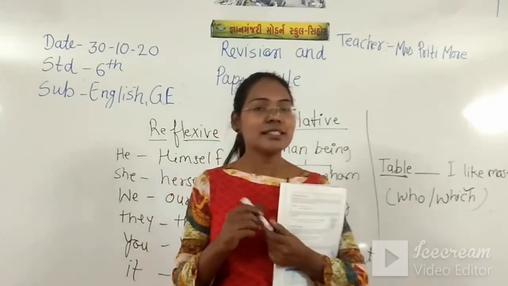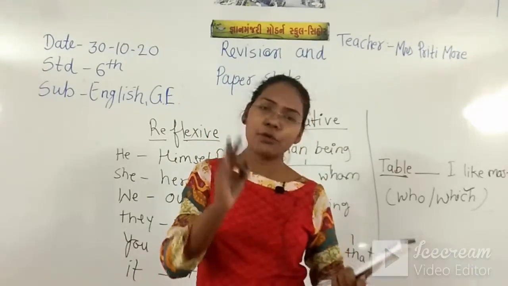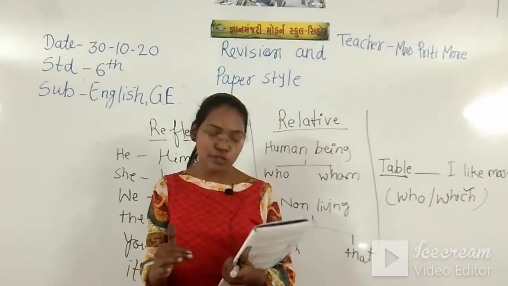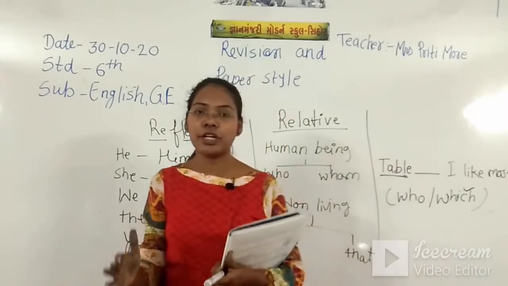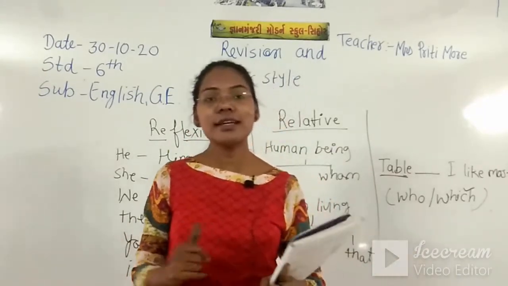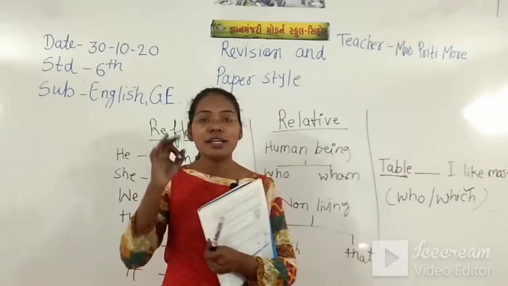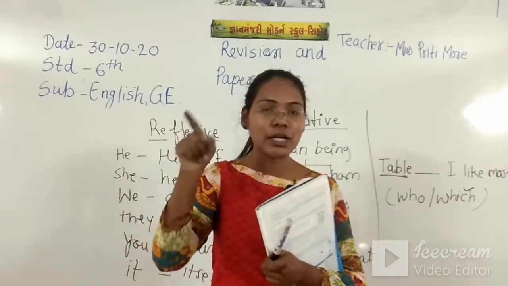So there may be a little confusion. That means the demonstrative pronoun is also there, and the demonstrative adjective is also there. Interrogative pronoun is also there, and interrogative adjective is also there. Possessive pronoun is there, and possessive adjective is also there. So in this case you have to read the instruction properly.